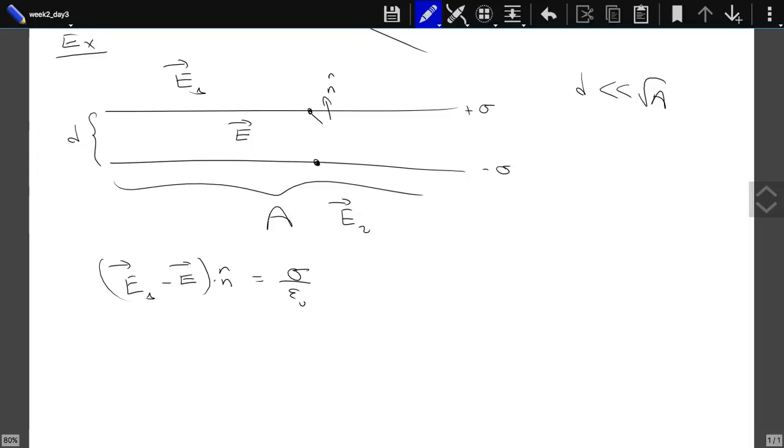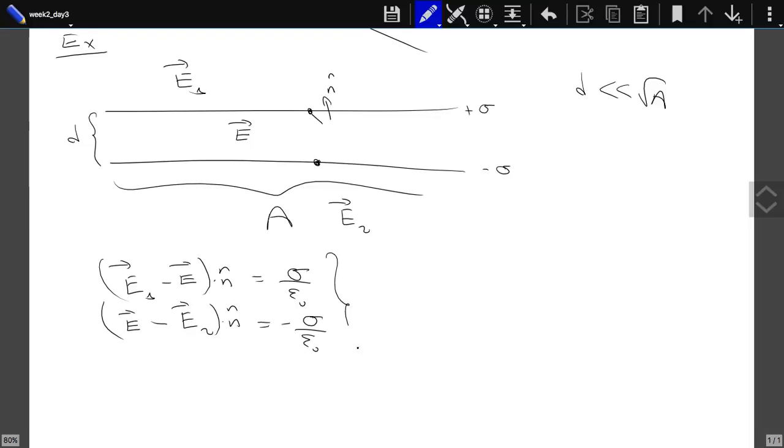Let's apply it at this point across my surface. n is still the same vector, and remember, the n vector defined on a surface points from bottom to top. So at this point, the top of the surface is E, and the bottom of the surface at that point is E2. Dotted with n, this is equal to minus sigma over epsilon 0. So this is what Gauss's law tells me. Gauss's law doesn't tell me anything else.